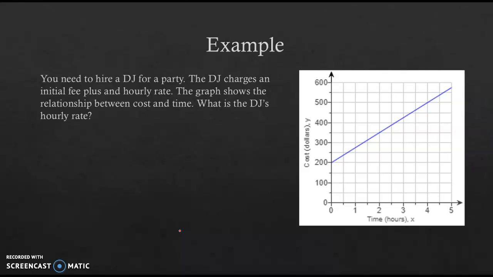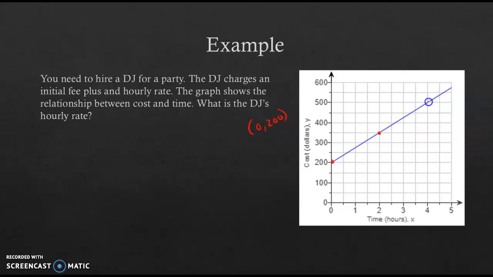Like on this one, for example, you need to hire a DJ for a party, and the DJ charges an initial fee plus an hourly rate. The graph shows the relationship between the cost and the time. So we're wanting to find what is the DJ's hourly rate, which means what's the rate of change. So I'm going to start here at this point right here. I know that that point is 0, 200. And then I'm going to follow my blue line and see where it crosses. Oh, there's a point where it crosses at the four corners.